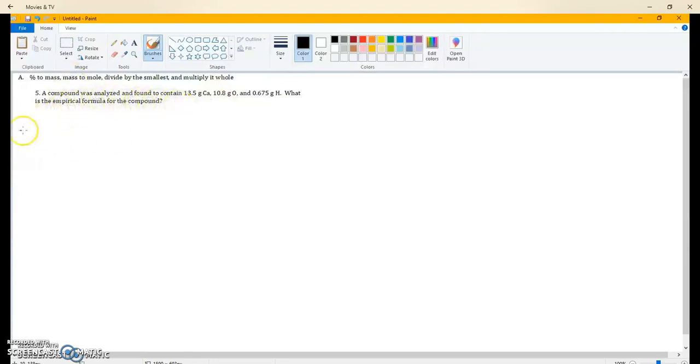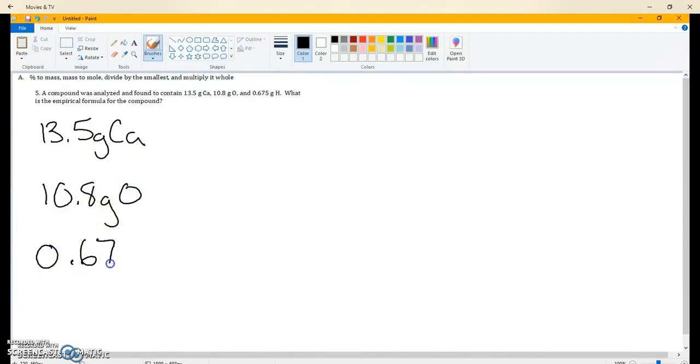So a compound was analyzed and found to contain 13.5 grams of calcium, 10.8 grams of oxygen, and 0.675 grams of hydrogen. What is the empirical formula? So empirical formula means smallest mole ratio. So the first thing in my little rhyme is percent to mass. Well, if you notice, we start out with mass. So in this case, I'm just going to skip this step because it doesn't apply. They don't give me percentages.